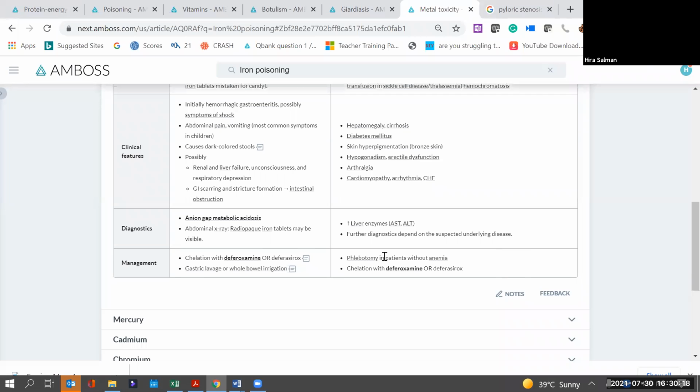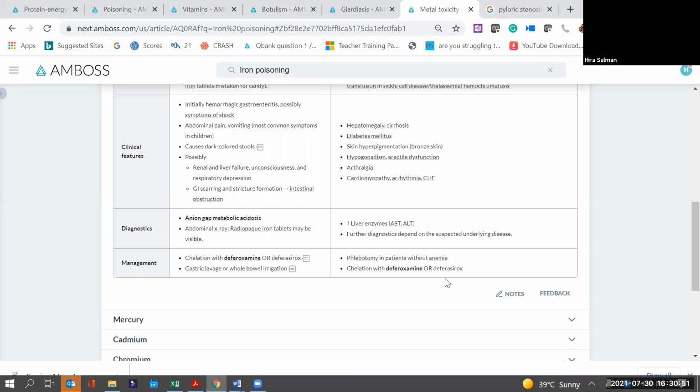For the diagnostic point of view, the liver enzymes can be raised here, and further diagnosis depends on the suspected underlying disease. So whatever the disease is, symptomatic treatment and symptomatic diagnosis will be there. What will you do in patients like hemophilia or thalassemia patients who receive blood? We can go for phlebotomy. If too much iron is there, you have transfused too much, so you have to take out the blood. Phlebotomy means you drain the blood, especially through veins.